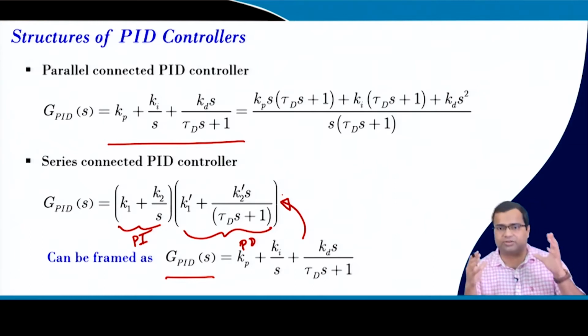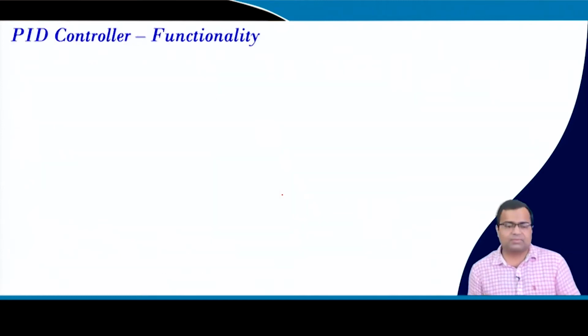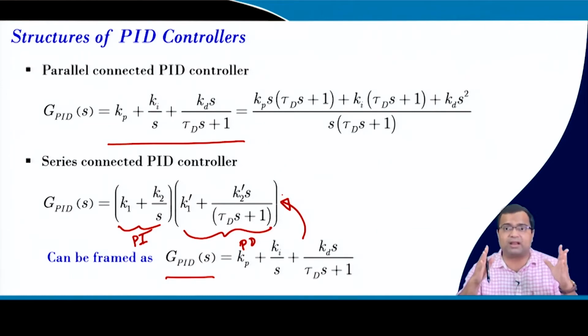So, it can be a function of this. That means Kp, Ki, Kd will be a function of K1, K1 dash, K2, K2 dash, and it can be a function of tau d. So, PID controller functionality: we talked about the parallel PID controller and the series PID controller.